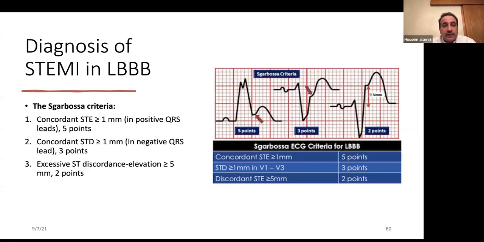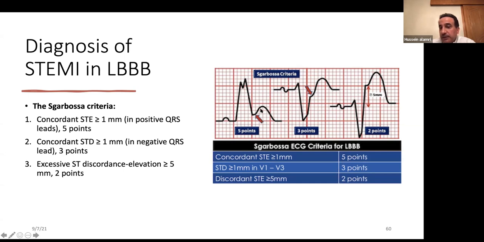So we look at the Sgarbossa criteria. You consider the presence of MI if there is concordant ST elevation in leads with positive QRS, which is usually V4, 5, 6. Here, the ST segment should be depressed. If there is 1 millimeter of ST elevation, this is called concordant ST elevation and given 5 points. Or if there is concordant ST depression in leads V1 to V3, again where it is supposed to be elevated in these leads. If there is ST depression of more than 1 millimeter, this is given 3 points.